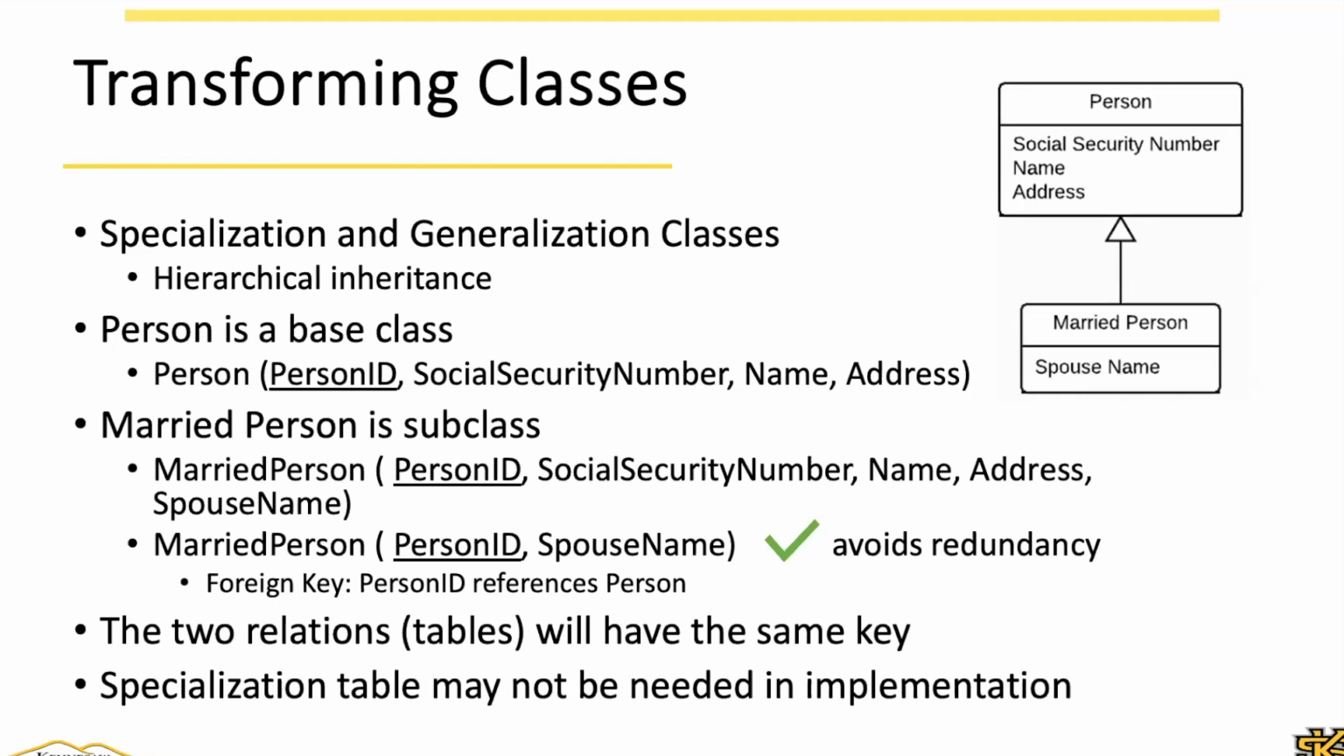Alternatively, you might choose to implement the subclass attributes directly in the superclass as additional attributes. For example, you could decide to include spouse name as an attribute in the person table. This decision depends on the specific requirements of the system and should be made in consultation with the developers. With experience, you will learn when it's more beneficial to keep subclasses separate versus merging subclass attributes into the superclass.